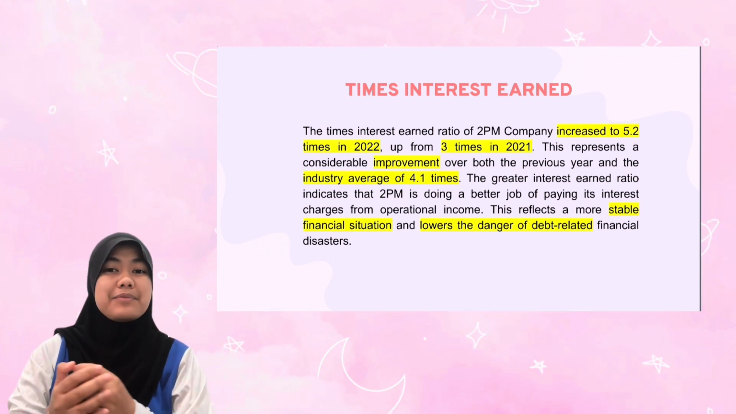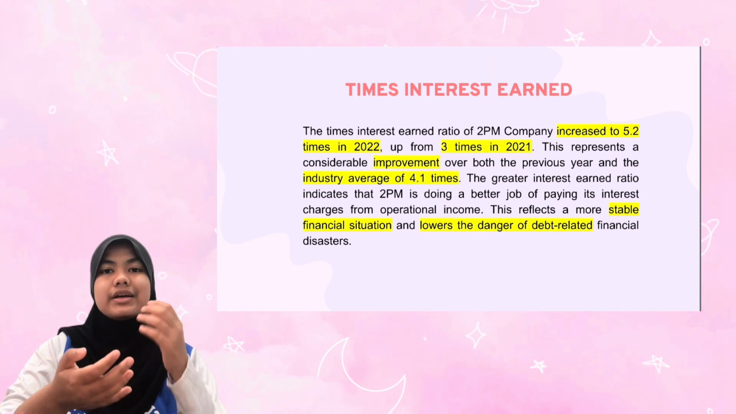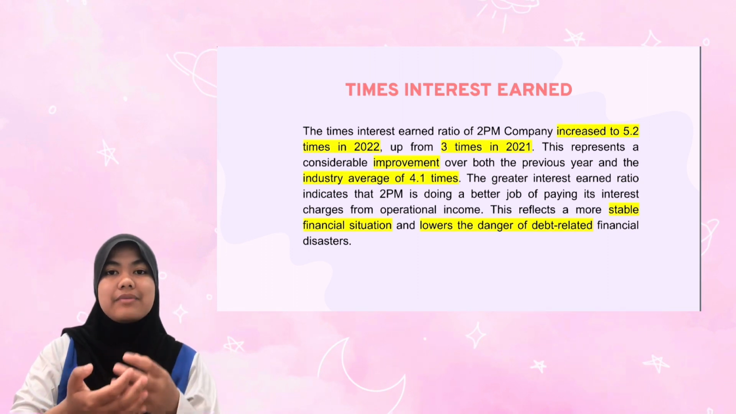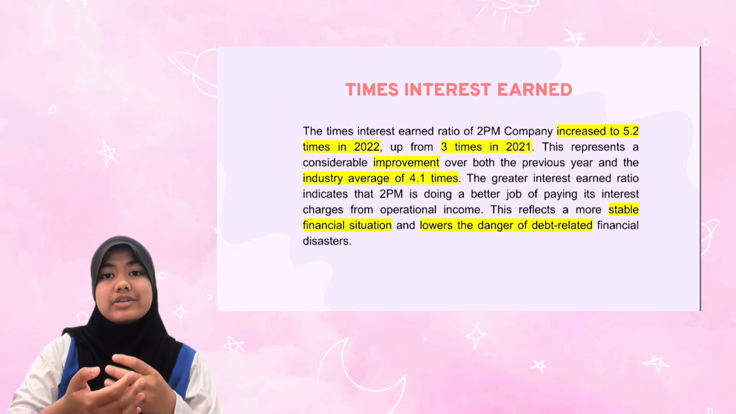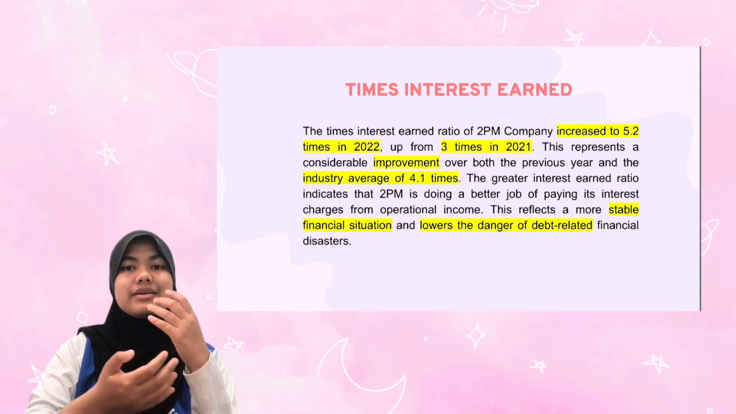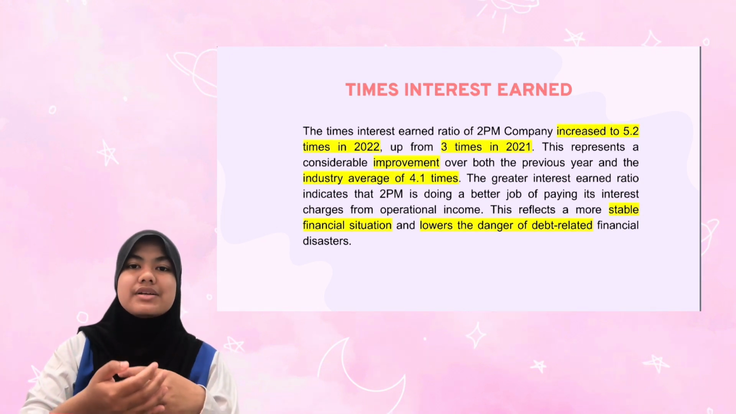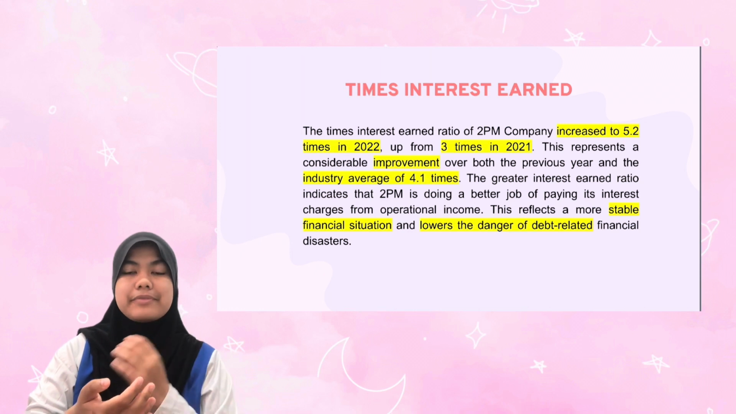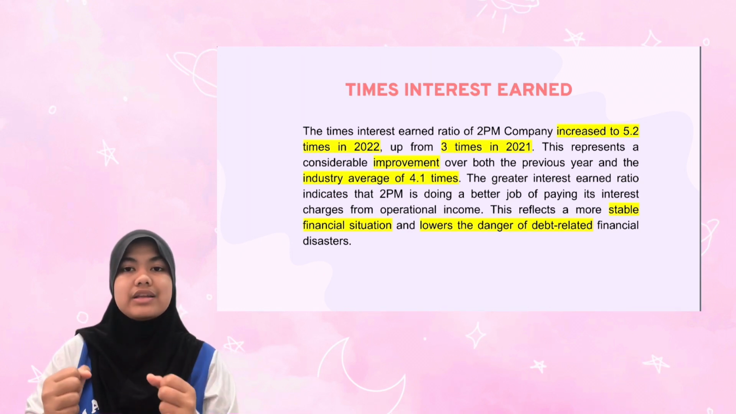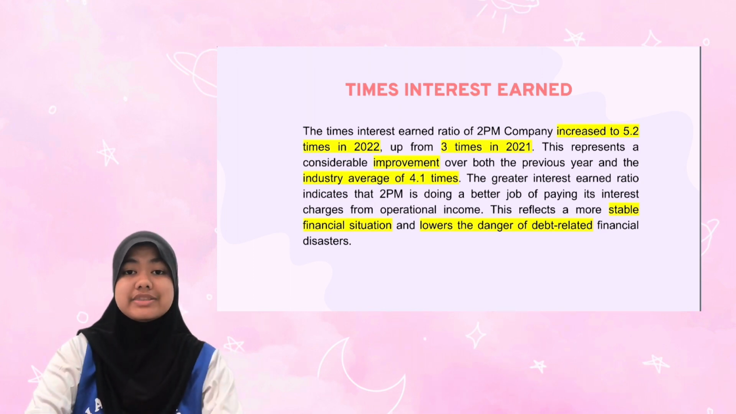The ability of 2PM company to pay its interest costs out of operational income is determined by the times interest earned ratio. A greater times interest earned ratio suggests that the company will be better able to cover its interest payments and less likely to experience debt default. This development reflects a more stable financial situation and a decreased chance of debt-related financial crisis.